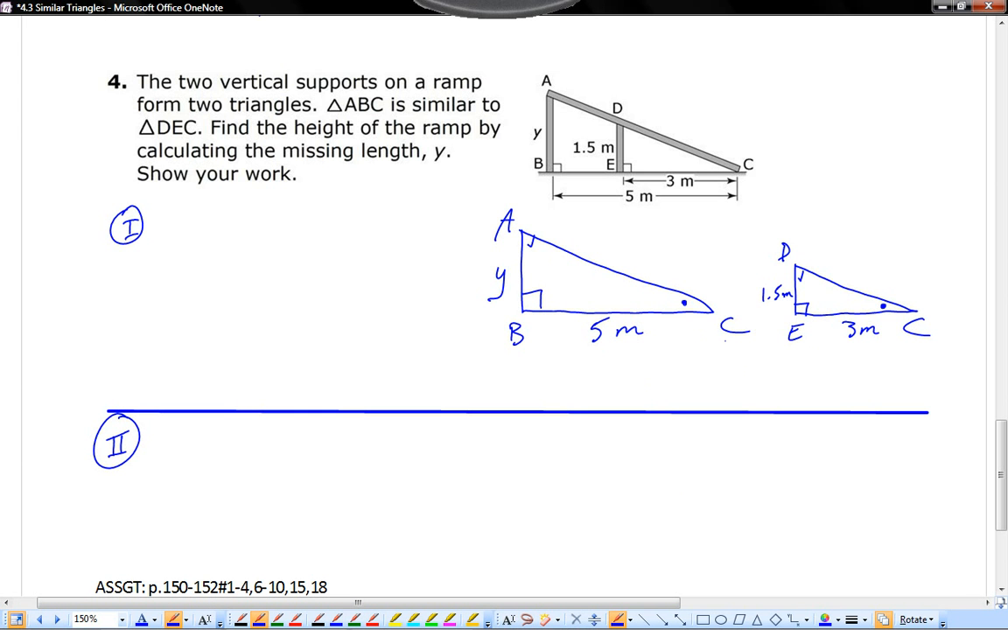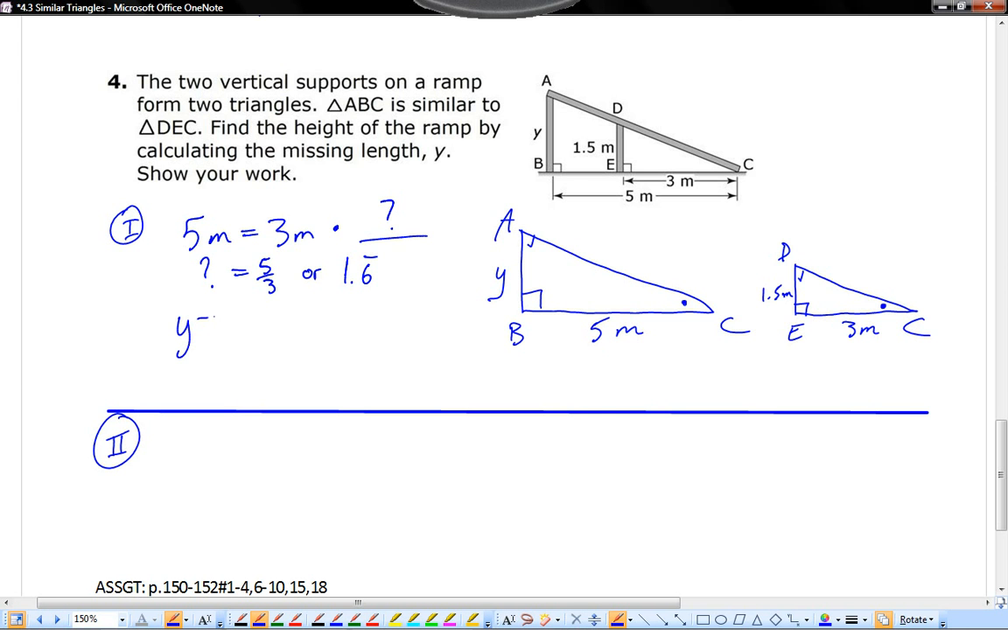So triangle ABC is bigger than triangle DEC. That 5 meter side length you can get by taking the 3 meters and multiplying by some scale factor. So what is that scale factor? Well, it's going to be 5 divided by 3, which is 1 2/3, or you can write it as 1.6 repeated. It doesn't matter. It's all the same.